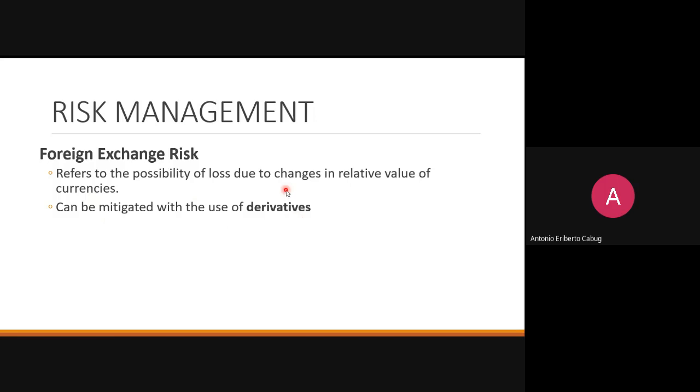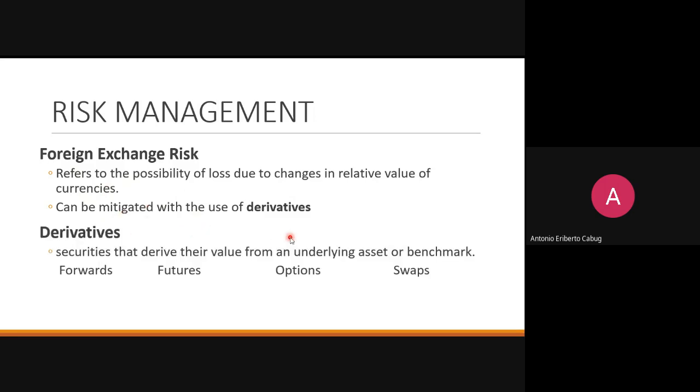So at the time of payment, the foreign currency rises in value. At the time of collection, the foreign currency went down in value. It declined in value. These problems are the possibility of these problems to happen. Our exposure is called foreign exchange risk. What we can do is to mitigate this with the use of derivatives. Derivatives are securities that derive their value from an underlying asset or benchmark.